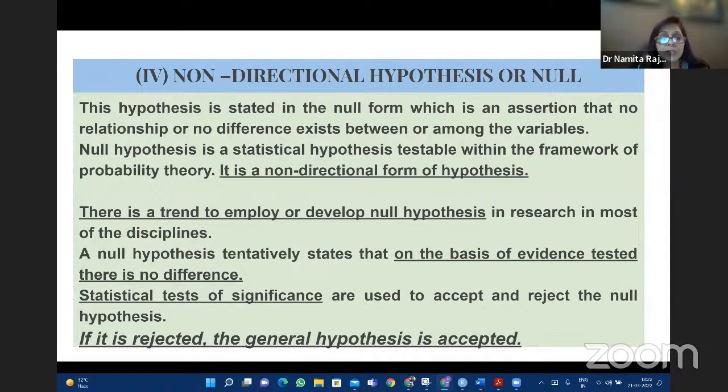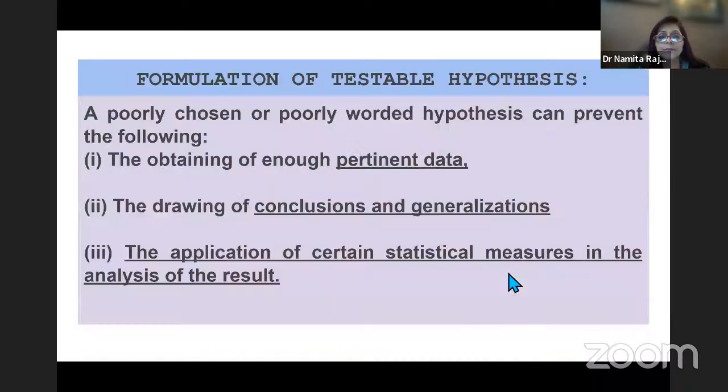So it is a non-directional form of hypothesis, and there's a trend to employ or develop the null hypothesis in research in most of the disciplines, be it science, humanities, commerce, etc. The null hypothesis negates the relationship, and it tentatively states that on the basis of the evidence tested, there is no difference. Statistically, tests of significance are used to accept or reject the null hypothesis. If it is rejected, the general hypothesis is accepted.